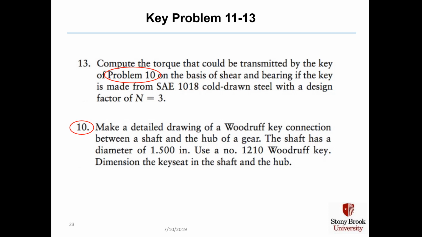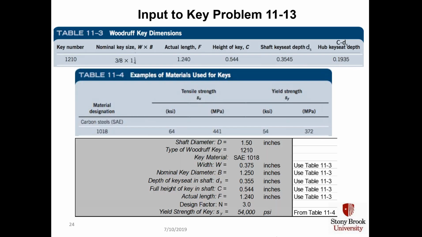In key problem 11-13, we're going to compute the torque that could be transmitted by the key of problem 10 on the basis of shear and bearing if the key is made from SAE 1018 cold-drawn steel with a design factor of n equals 3. And then we're going to show you a drawing of what the Woodruff key connection looks like. The shaft has a diameter of 1.5 inches, and we will use a 1210 Woodruff key. Here is our input to key problem 11-13. We use table 11-3 to get the Woodruff key dimensions for a key number 1210.